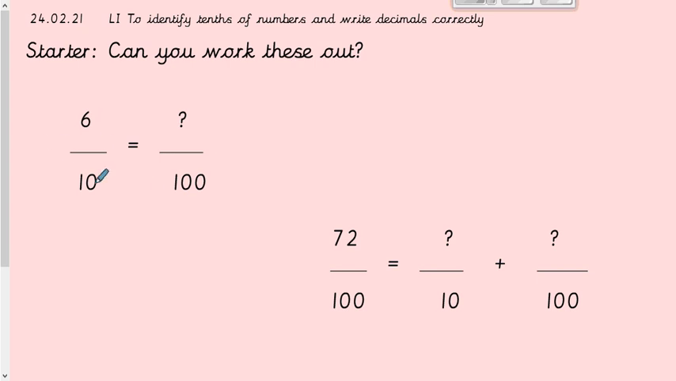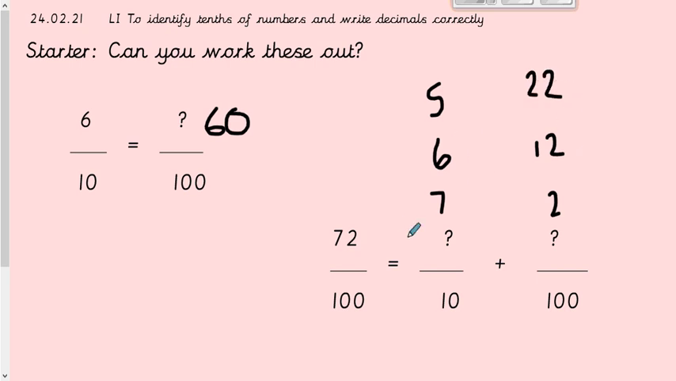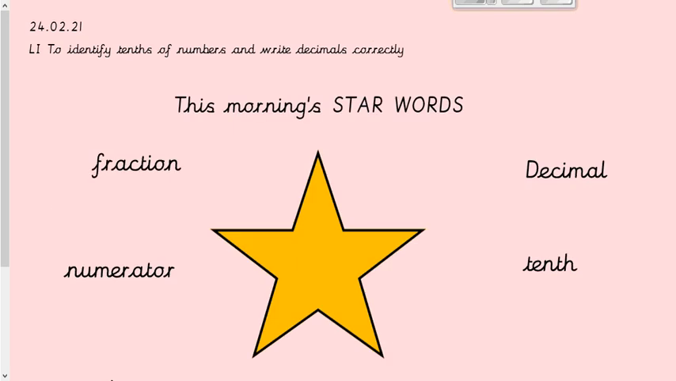So for this one, 6/10 is the same or equivalent to 60 100ths. And then this one, 72 100ths is equivalent to 7/10 and 2 100ths. But you could have also had 6/10 and 12 100ths, or 5/10 and 22 100ths, and so on. Okay, so there were different options you could have had for that one, but the main one would have probably been 7/10 and 2 100ths. So today then we're going to identify tenths of numbers and write decimals correctly.